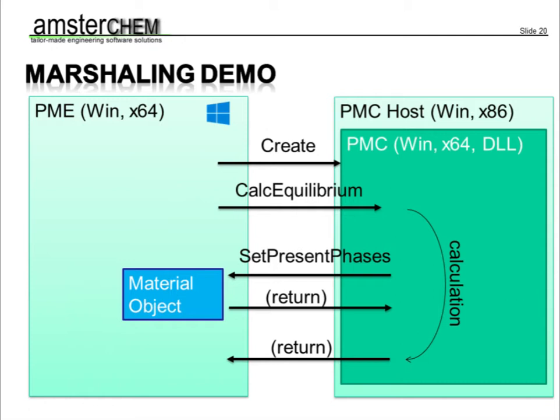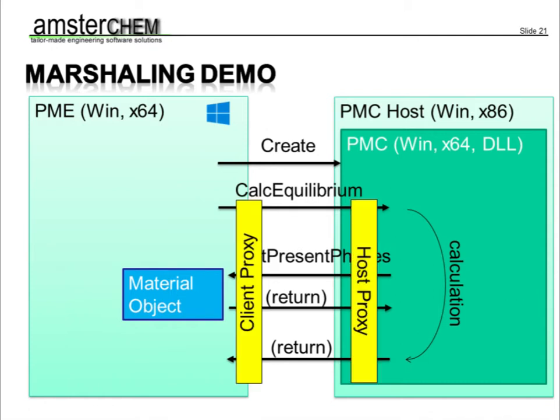During this calculation, a lot of things happen, and one of the things that happens is that the PMC is required to set the list of phases at equilibrium at the material object, which of course lives on the PME side. So that callback has to go over the marshaller. Now remember that the PME calls calc equilibrium not directly on the object, but on a remote representation of the property package, which is the client proxy.